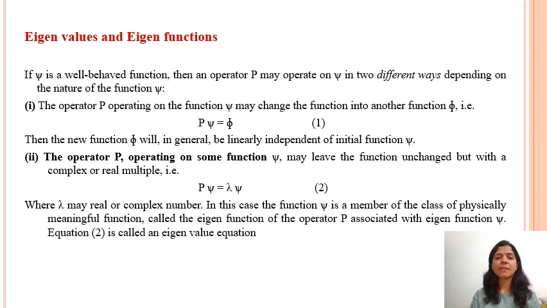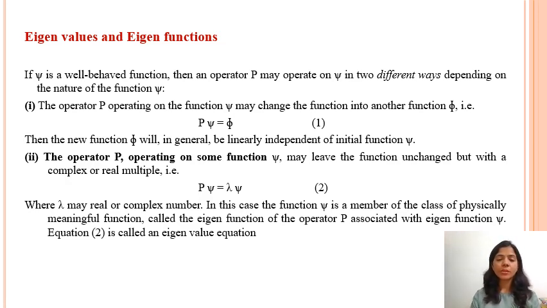If psi is a well-behaved function, then an operator P may operate on psi in two different ways, depending on the nature of the function psi. Number 1. The operator P operating on the function psi may change the function into another function phi, that is P psi equal to phi. Then the new function phi will in general be linearly independent of the initial function psi.